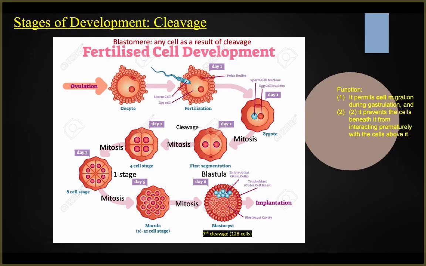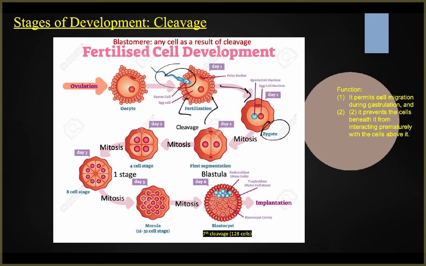That's the egg. And then it's going to come in contact with the sperm, and it will fertilize. After fertilization, you get the formation of a zygote, and you can see the sperm cell nucleus and the egg cell nucleus coming together, merging. And then you're going to start getting cleavage.